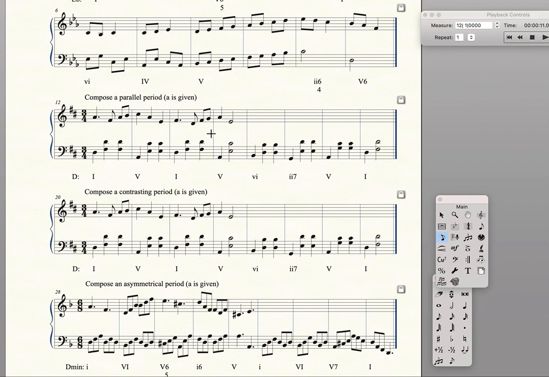Okay, so a parallel period is where you have one phrase and another phrase, where the first one makes a less conclusive cadence, and then the second one is your consequent. This is an antecedent, or question. The consequent, or answer, has a more conclusive cadence, and we can see that this is a half cadence here, and this is an authentic cadence here. Parallel means that they have similar or very similar beginnings of these question and answer.